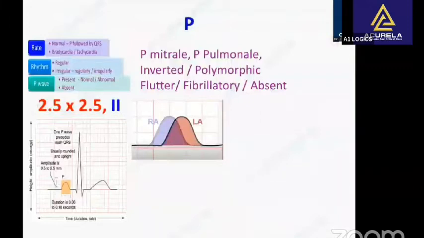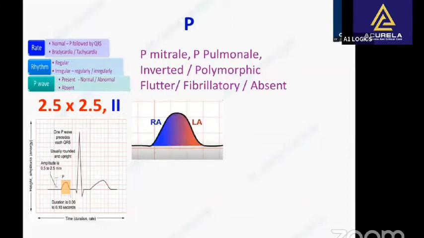So having seen the rate and the rhythm, now we're going to look at the P wave. When you're going to look at the P wave, you have to remember this. Always look for the P wave in lead 2 and always remember 2.5 into 2.5. A P wave usually occupies a height of 2.5 millimeters and a width of around 2.5 small squares. So always remember this. The P wave is because of the atrial depolarization. The first half is represented by the right atrial depolarization and the second half by the left atrial depolarization.